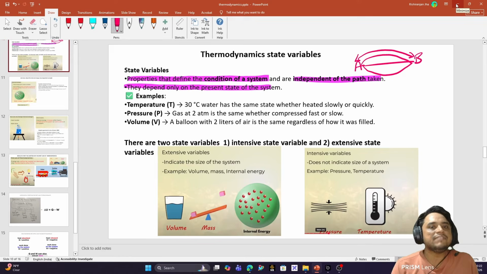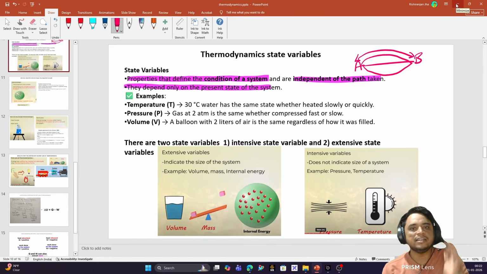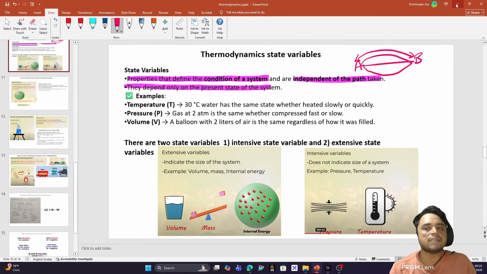So friends, state variables are the properties that define the condition of a system, and they are independent of the path taken, right? So let's assume you have to move from point A to B. There are many ways where you can move from point A to B.